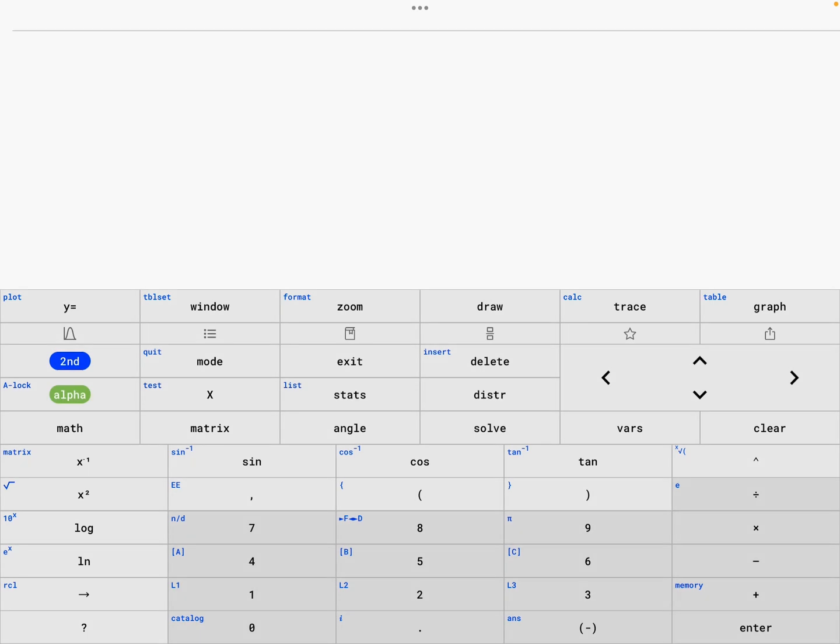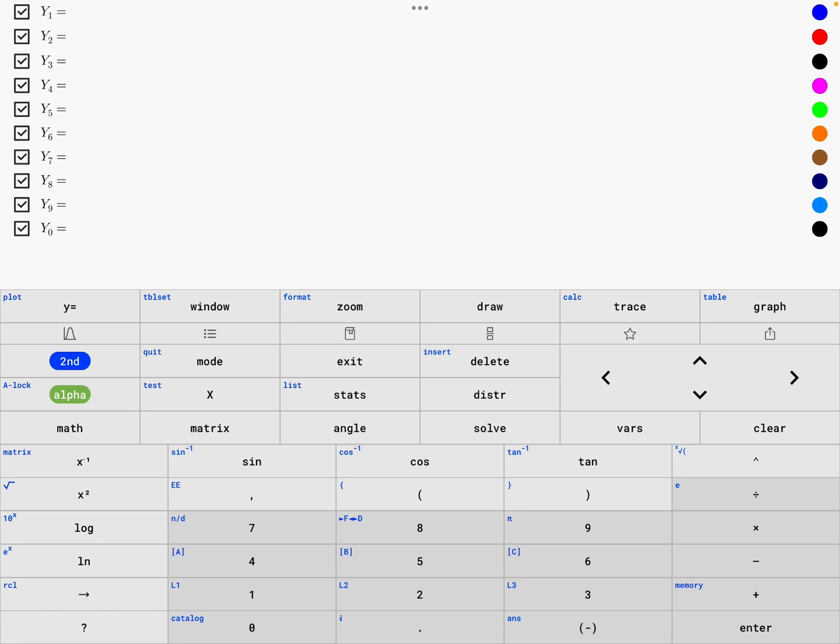So I'm going to go to my calculator, and I'm just going to go to math, and then go to option 8. I'm going to type in the function. That's going to be x to the 4th plus x to the 3rd minus 3x squared minus x minus cosine of x squared.